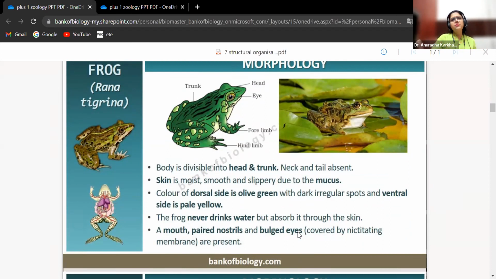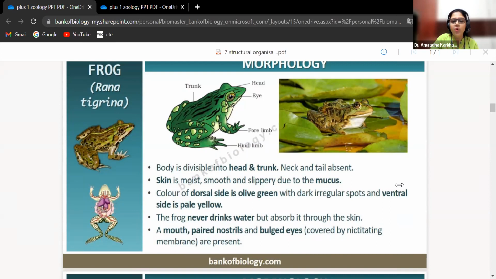See, these are the things which we have seen in animal kingdom as well. So I don't think it's going to be so difficult to remember all these points. Color of the dorsal side is olive green with dark irregular spots, and the ventral side is pale yellowish. तो थोड़ा सा कलर डिफरेंस भी आपको क्लियरली दिखाई देगा अगर आपने फ्रॉग को अच्छी तरह से देखा है तो.